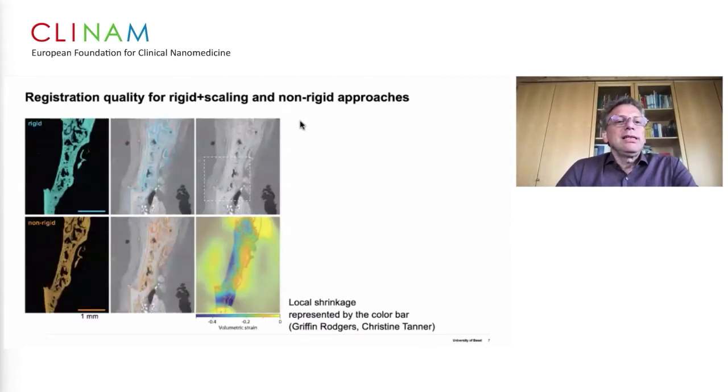What one can easily recognize is that a rigid and scaling approach is inappropriate because we have non-rigid deformations that are local. We have shown here the rigid registration and here the non-rigid one. And from the non-rigid one, one can derive the local shrinkages that are presented here with the color bar.